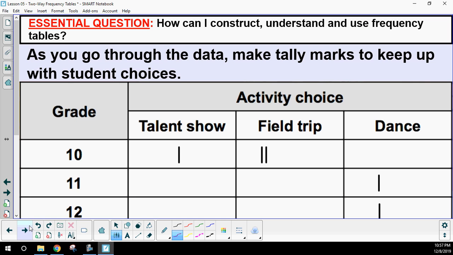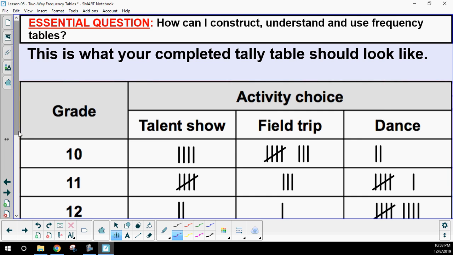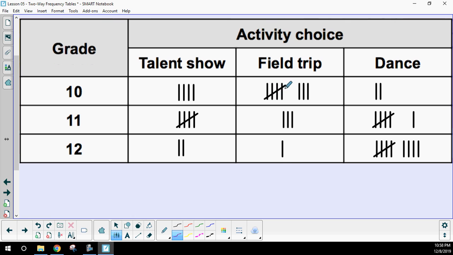We're going to put tick marks and keep track of who chose what. And when we get a grand total, I think you remember this counts as 5, 3, so this should be 8. And we're going to replace all these with actual numbers so we can quickly see the trends.